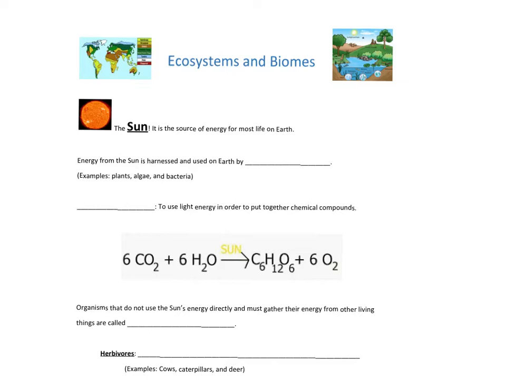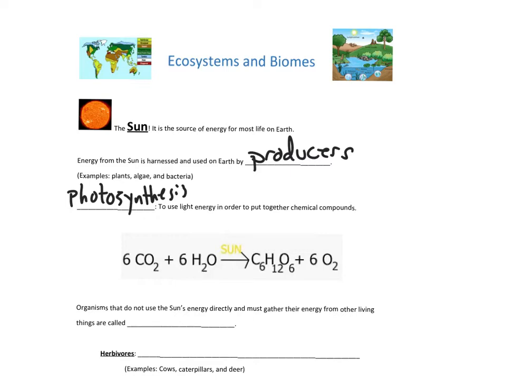And all of that light energy is what gives us everything we need to basically move energy through systems on Earth. Right? So energy from the sun is harnessed and used on Earth by producers. Okay, producers are living organisms that use processes like photosynthesis to take light and turn it into a way to put together chemical compounds.